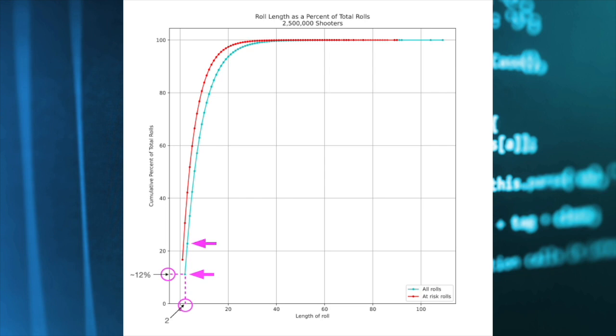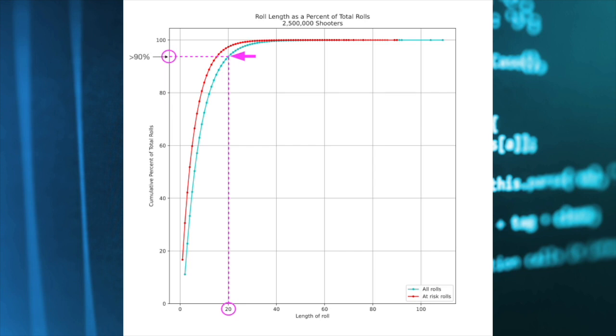Compare that to this point, which represents rolls of length 3 or shorter, meaning rolls of length 2 or 3. And they make up about 22% of rolls. That includes the 12% of rolls that were length 2. As you can see, most rolls are under length 20, more than 90%.